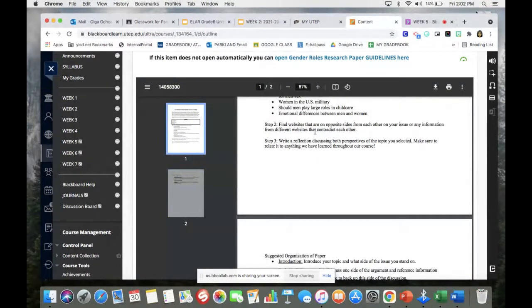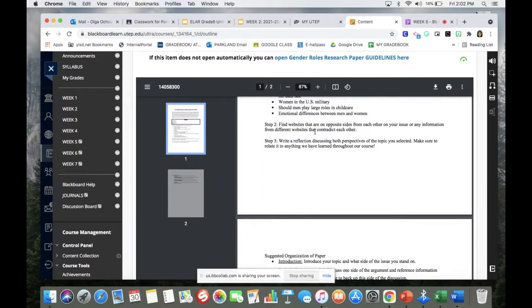Okay, it says find websites that are on opposite sides from each other. You can either find websites or articles that are on opposite sides of each other. Write a reflection discussing both perspectives of your topic, as I mentioned, and make sure to relate to anything we have learned throughout the course. And that's kind of the most important part, guys. As you're writing, make sure that you connect it to either the articles or the websites or the textbook, okay?